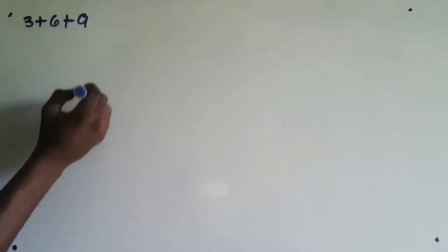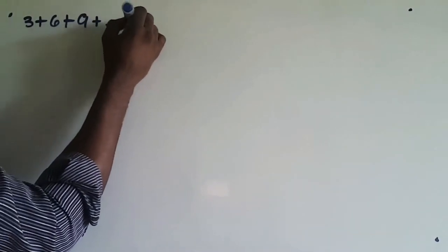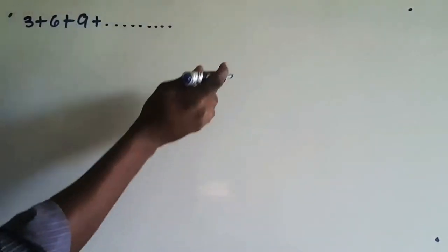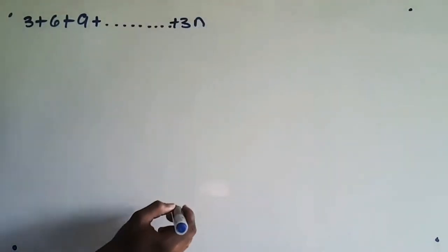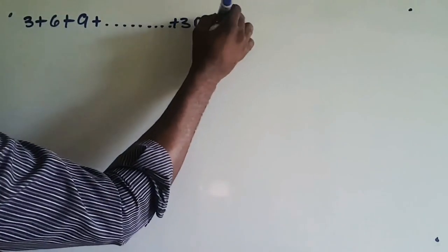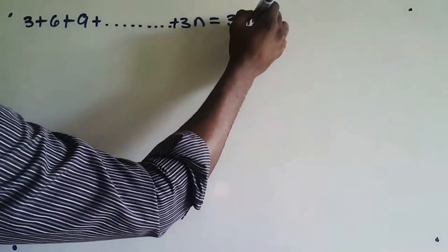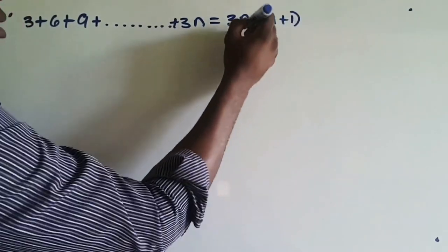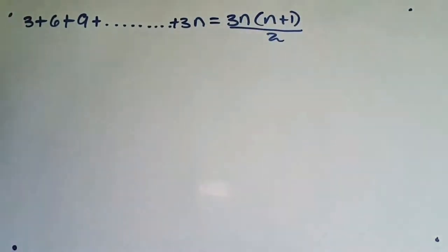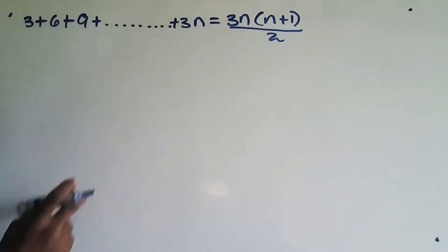In this video, we will be looking at proof by mathematical induction. We want to prove that 3 plus 6 plus 9 plus 12 plus 15, going on in that fashion, plus 3n is equal to 3n(n plus 1) all over 2. We want to prove this by mathematical induction.